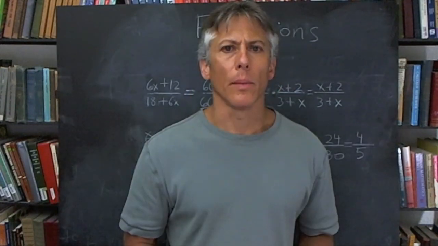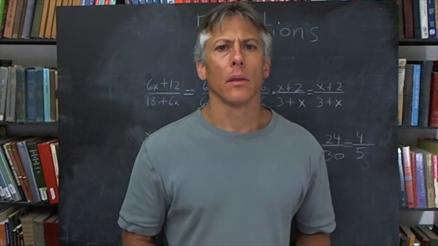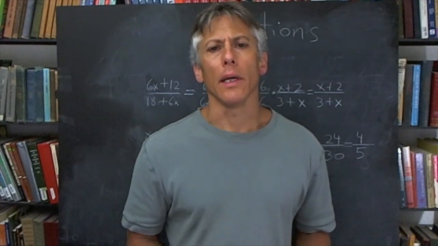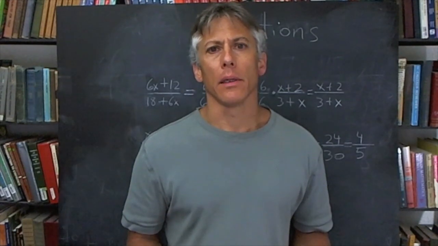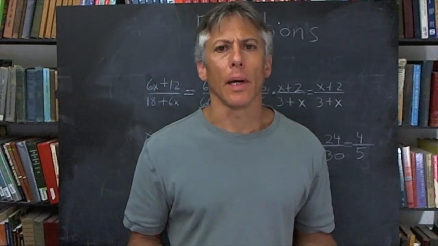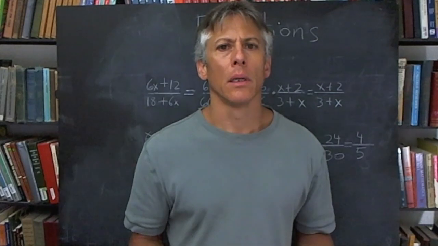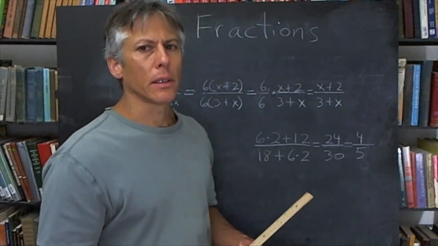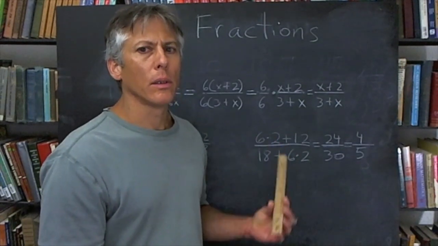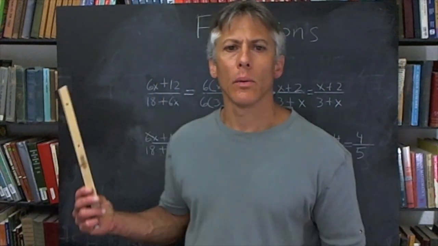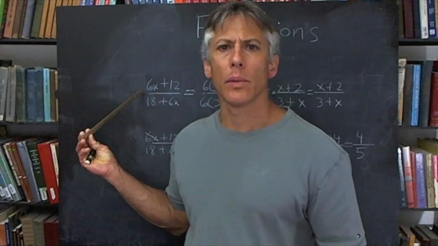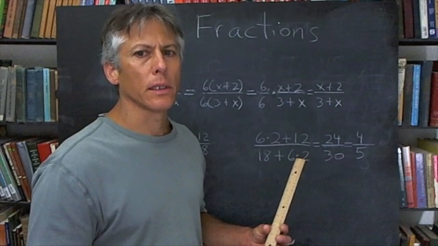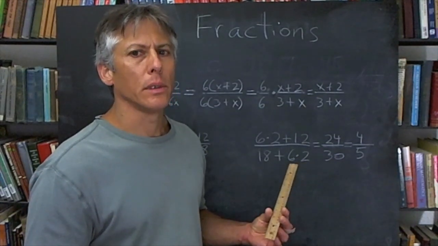Remember, in math, letters stand for numbers. As human beings, we name things. We apply names and letters. We do that in math also. That's just being human. Letters stand for numbers. So we could get a 2 and put it in place of x. We'd have 6 times 2 plus 12 over 18 times 6 plus 2. And that's exactly what we have here. I put a 2 in place of x.